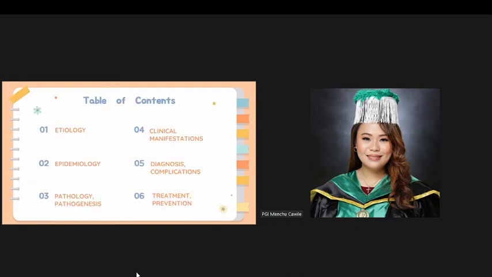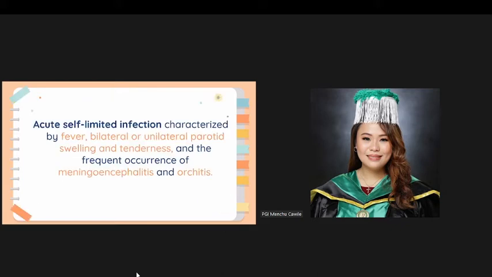So for the overview, we have the etiology. We're going to discuss the epidemiology, pathology, pathogenesis, the clinical manifestations, diagnosis, complications, and treatment and prevention. So mumps is an acute self-limited infection characterized by fever, bilateral or unilateral parotid swelling and tenderness, and the frequent occurrence of meningoencephalitis and orchitis.